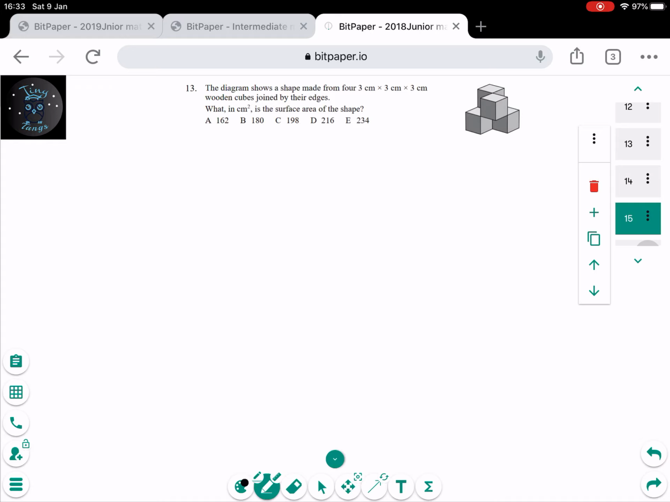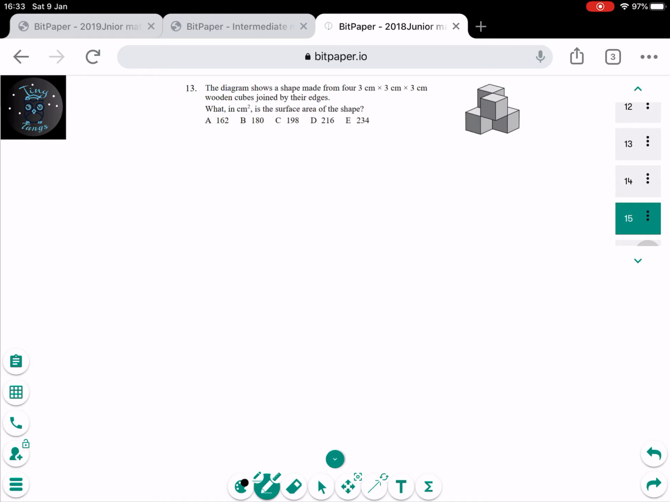For question 13, it says that there are these cubes. It asks for the surface area, and it might seem hard, but you need to notice that because they are connected by edges, the surface area still doesn't change, so it's still the same as 4 separate cubes.